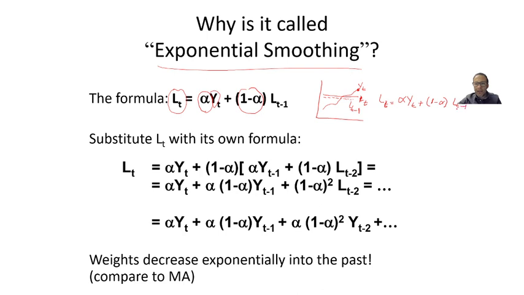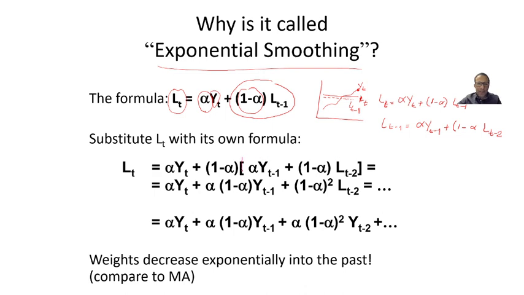So if we substitute the formula of L_{t-1}, or we can substitute L_t with its own formula, we are going to substitute this part of the equation, then we will have this long equation, in which, for instance, L_{t-1} is going to be equal to alpha y_{t-1} plus 1 minus alpha times L_{t-2}. Yes, this is what we have in here.